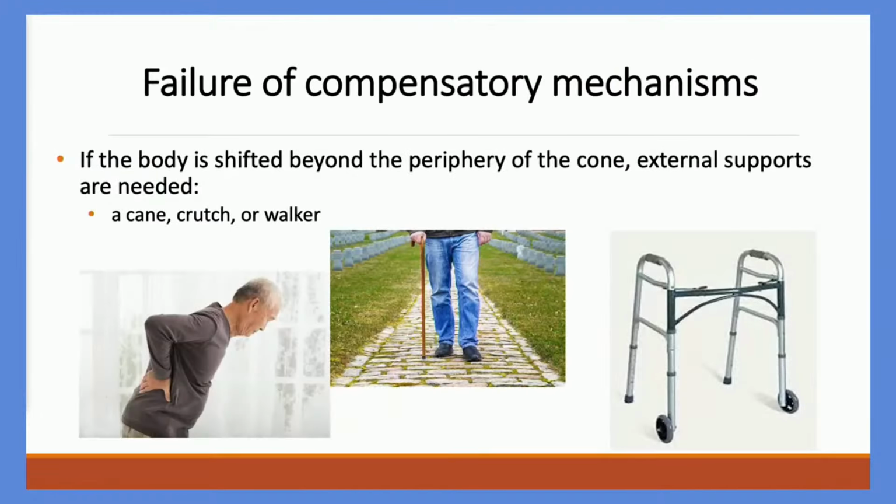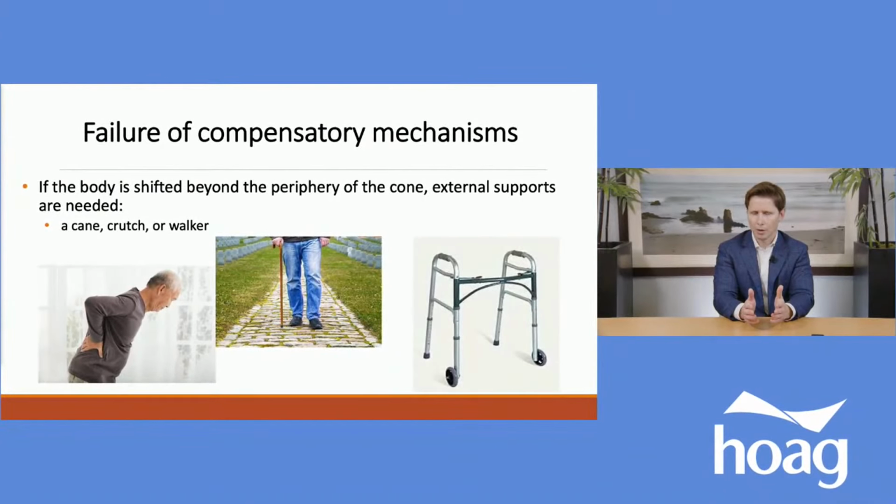When these compensatory mechanisms fail and there's a progression of deformity, we need external factors to help maintain our posture. One of these that is commonly seen is the use of an assisted walker device, a cane, or a crutch. All of this is to prevent us from falling to the ground.